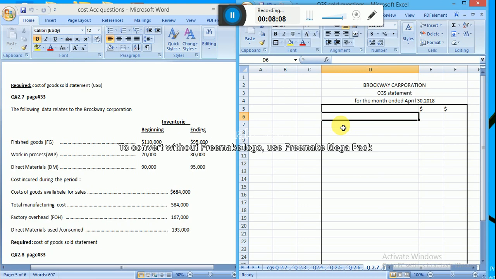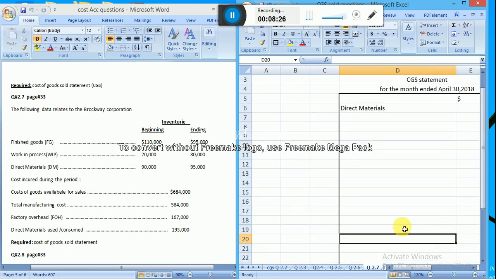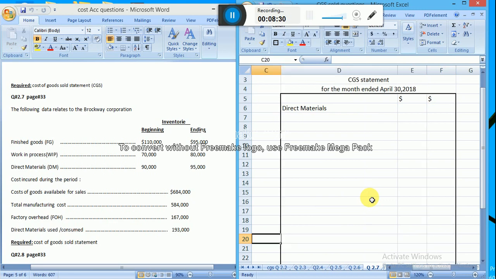Okay, so look, we will start from the direct material portion. And in direct material, dear students, I already discussed it, when we start the manufacturing of the finished goods, there are three inventory steps. Direct material, then direct material is put into process with the help of direct labor, so that becomes work in process, and after the work in process, finished goods are produced. So here we will start from the direct material portion.